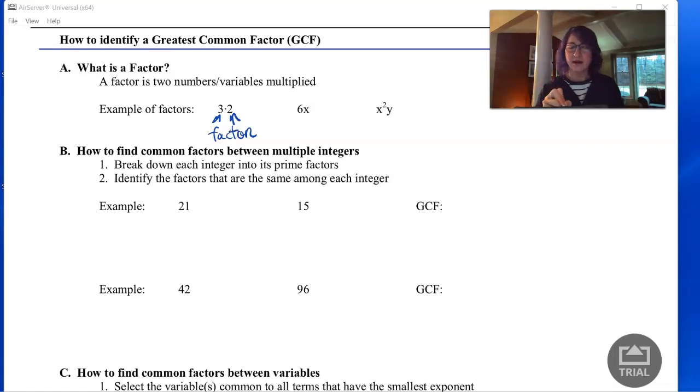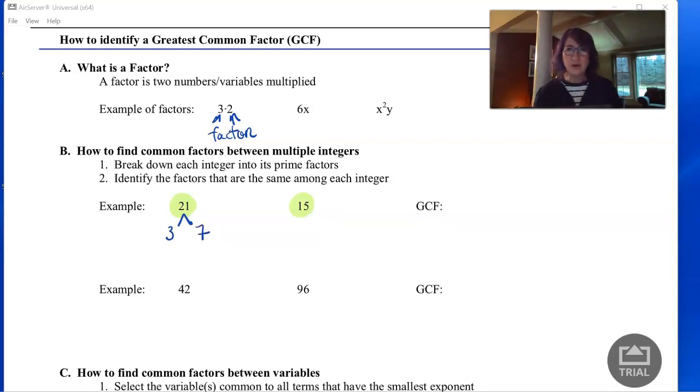So let's look at this first example. We're going to find the greatest common factor between 21 and 15. Another way of saying that is, what number can divide evenly into both 21 and 15. That's another way of thinking about a greatest common factor. Let's go ahead and take 21. Take any two numbers you can multiply together to get 21, except you wouldn't want to do 1 times 21. That's not really going to help you. So pick another number. How about 3 times 7?